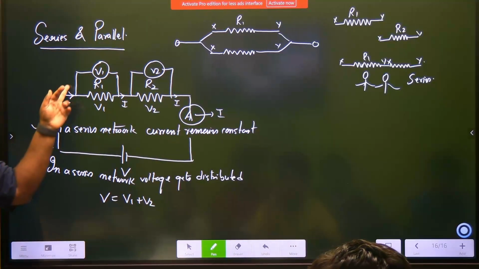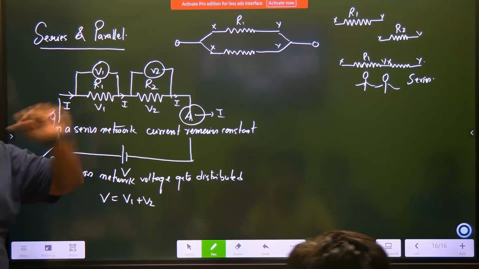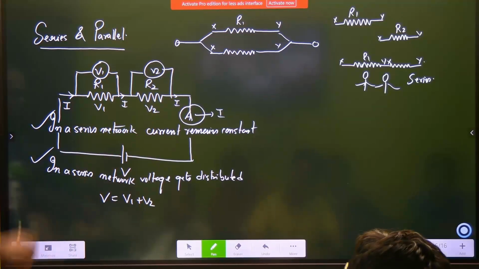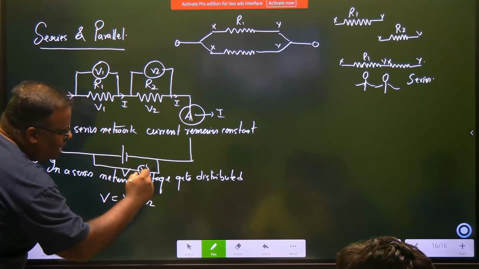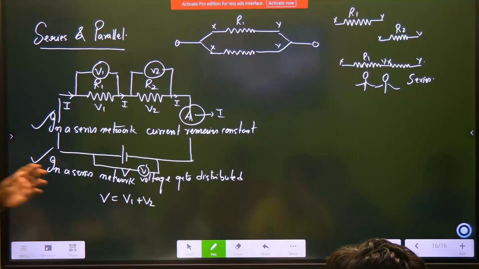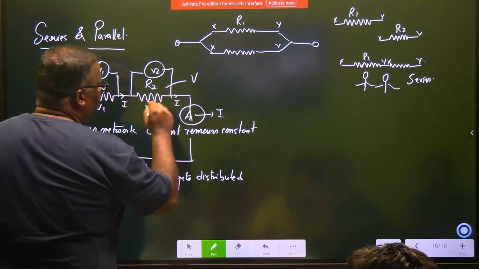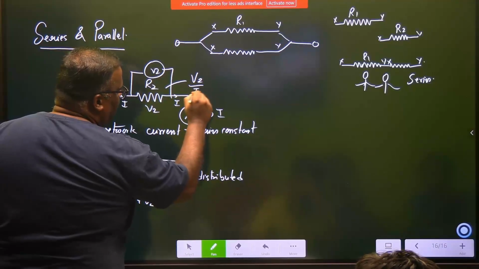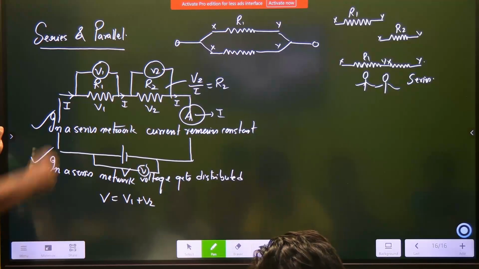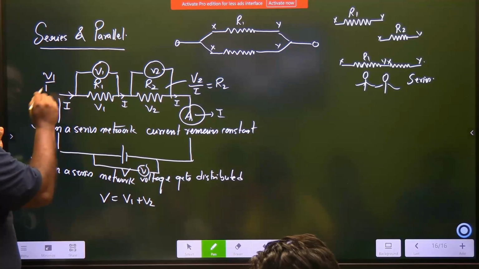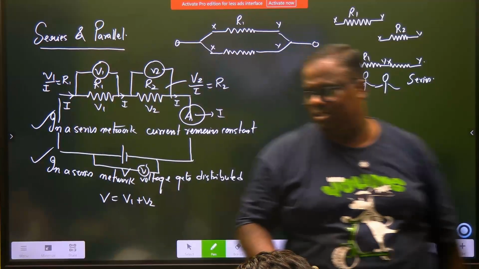But sir, current wanted to go here. The voltmeter has high internal resistance. It will not allow it. And if I connect a voltmeter out here, it will show me the entire circuit voltage of V. Understood? That means if I do V2 by I, I get the value R2. If I do V1 by I, I get R1. Have you understood this thing or not?